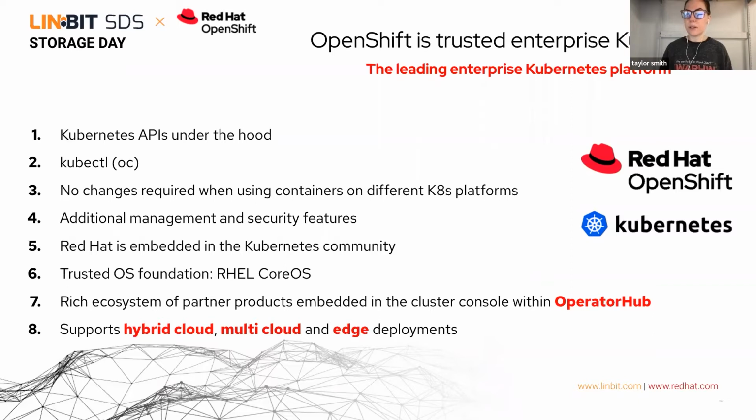RHEL CoreOS is the foundation for the OpenShift platform. CoreOS shares the same kernel as RHEL, Red Hat Enterprise Linux, and is optimized for running containers and managing Kubernetes clusters at scale. We also have a rich ecosystem of products from our software partners within OpenShift's embedded OperatorHub. And then lastly, OpenShift supports hybrid cloud, multi-cloud, and edge footprints with your OpenShift subscription.